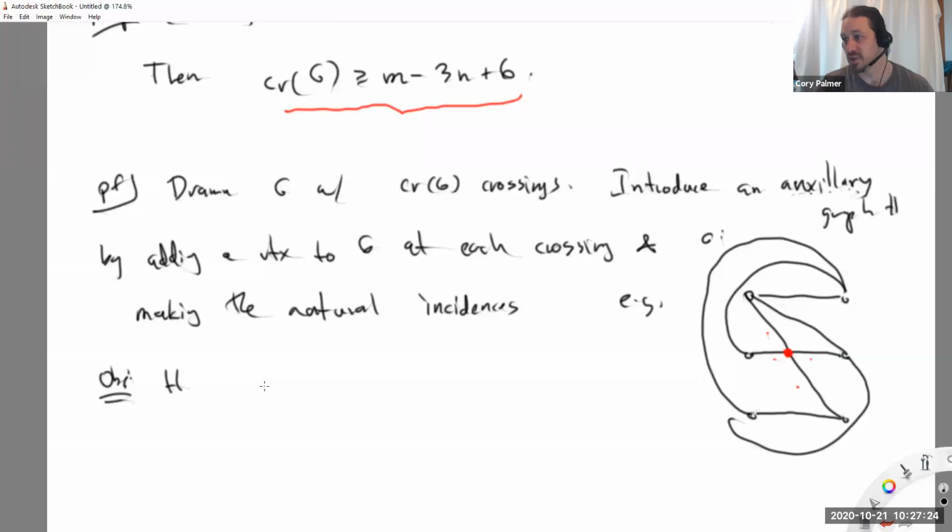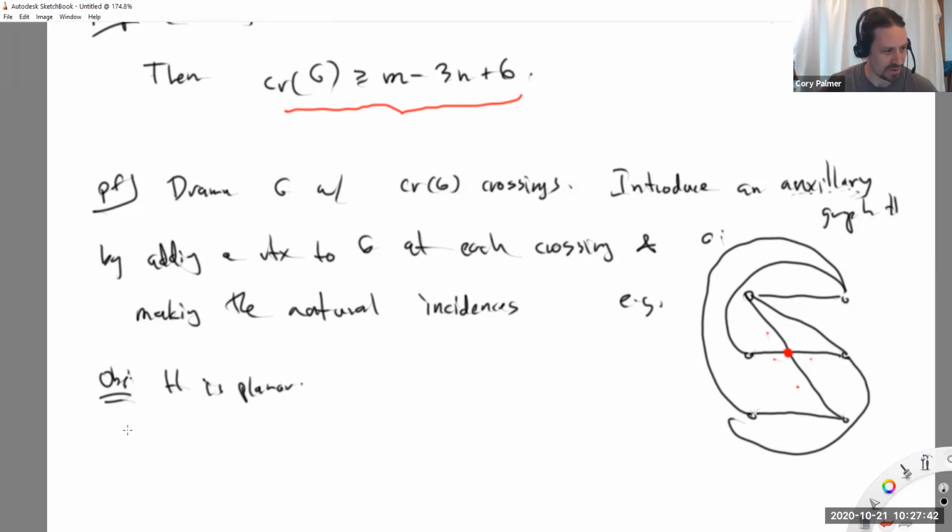H is planar, right? The picture certainly tells you it, but there are no crossings. If there was a crossing, it's now a vertex where edges meet. So all the crossings have been eliminated. So H is planar. Excellent.